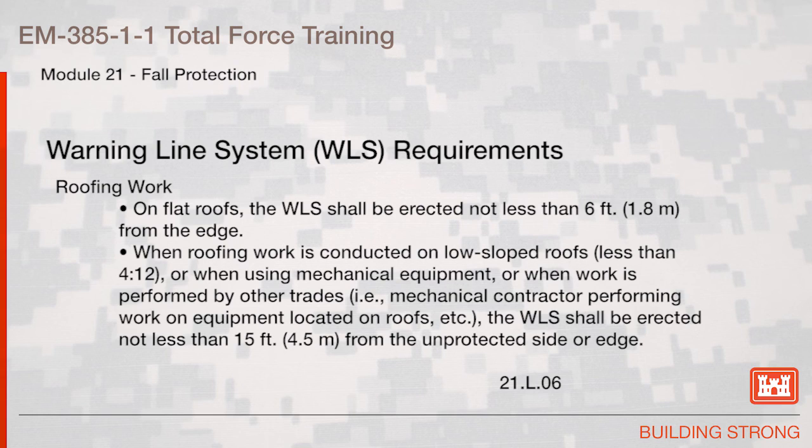Roofing work. On flat roofs, the warning line system shall be erected not less than 6 feet from the edge. When roofing work is conducted on low-slope roofs, less than a 4-12 slope, or when using mechanical equipment, or when work is performed by other trades, for example, a mechanical contractor performing work on equipment located on roofs, the warning line system shall be erected not less than 15 feet from the unprotected side or edge.